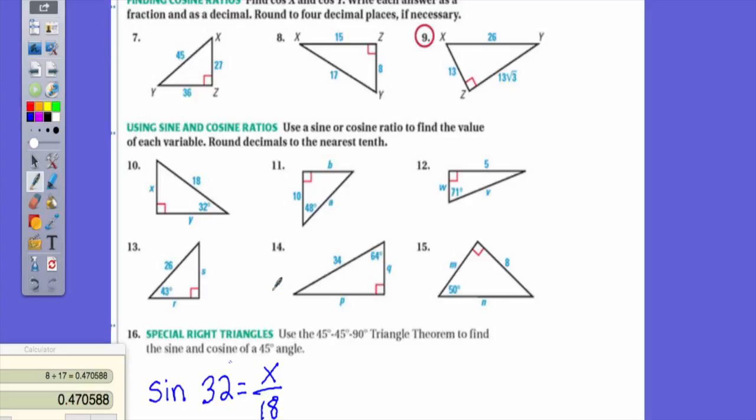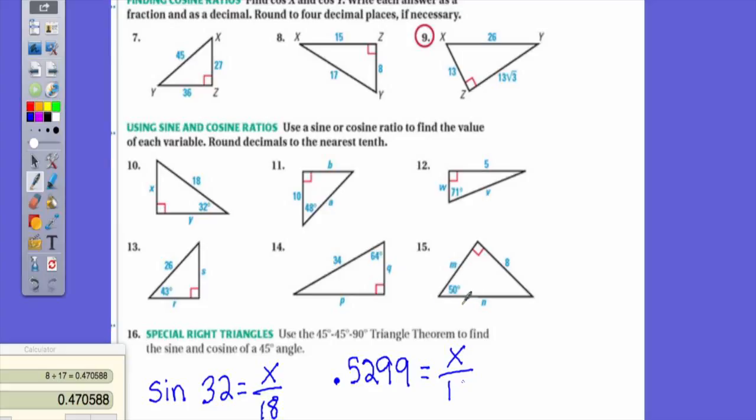So now, this is where in the calculator I have to put 32 sine, and I get an answer to 4 decimal places. What do I get? 0.5299. Okay, so they told me wrong in 5th period. So 0.5299 equals x over 18.